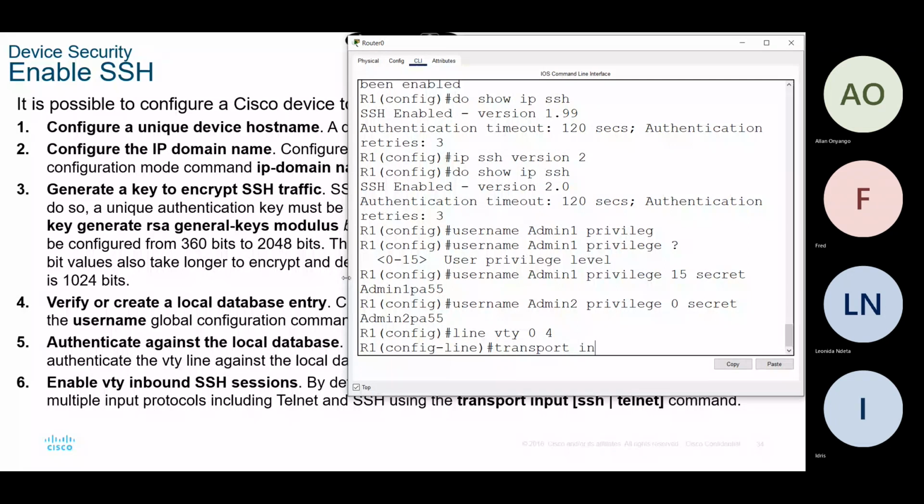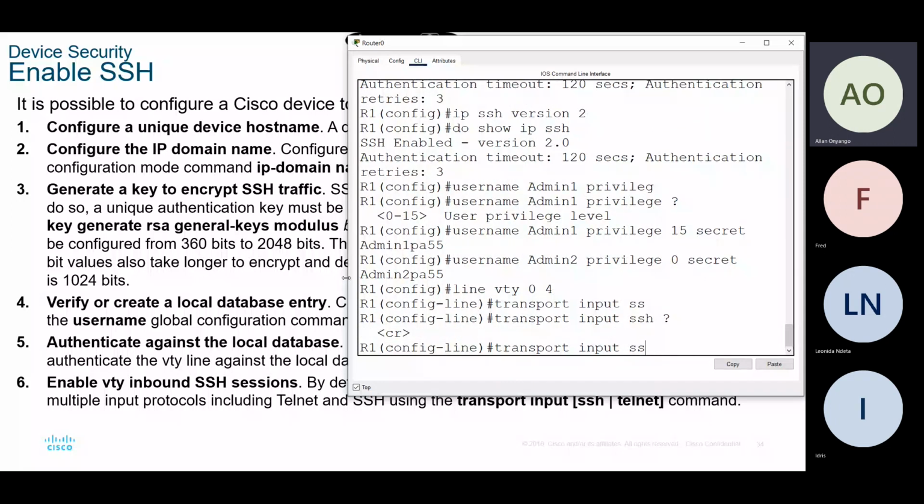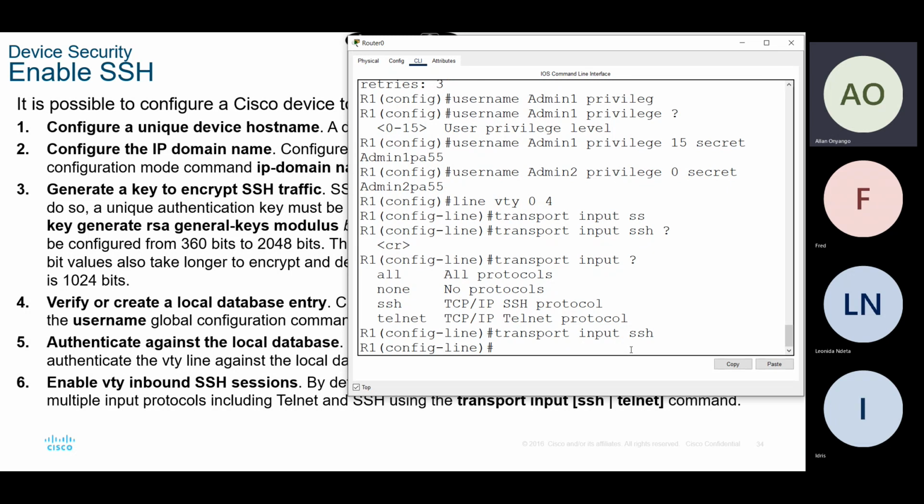So 0 to 4, then you say the command transport input SSH. You can put transport input SSH, or transport input telnet and SSH, or transport input all, or transport input none. What I've done is I've just pressed shift and question mark to see all the other options we have. Because you are configuring SSH only, you say transport input SSH and press enter.